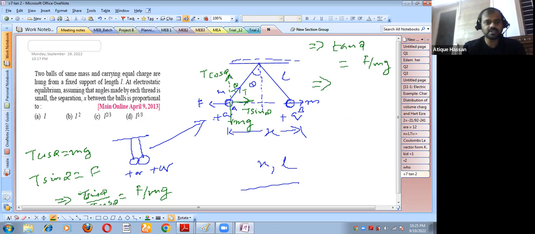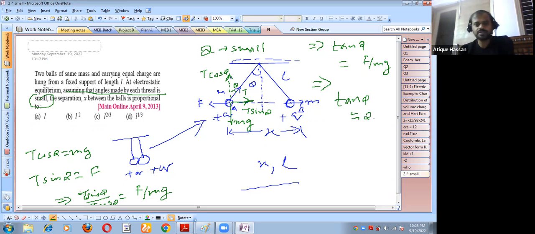Now, there is one thing given in the question. It says that assuming the angle made by the thread is small. It means theta is small basically. When the angle is small, we know that tan theta is approximately equal to theta, and approximately also equal to sin theta. So when theta is small, you can write it as theta or tan theta or sin theta, all will have the same value.